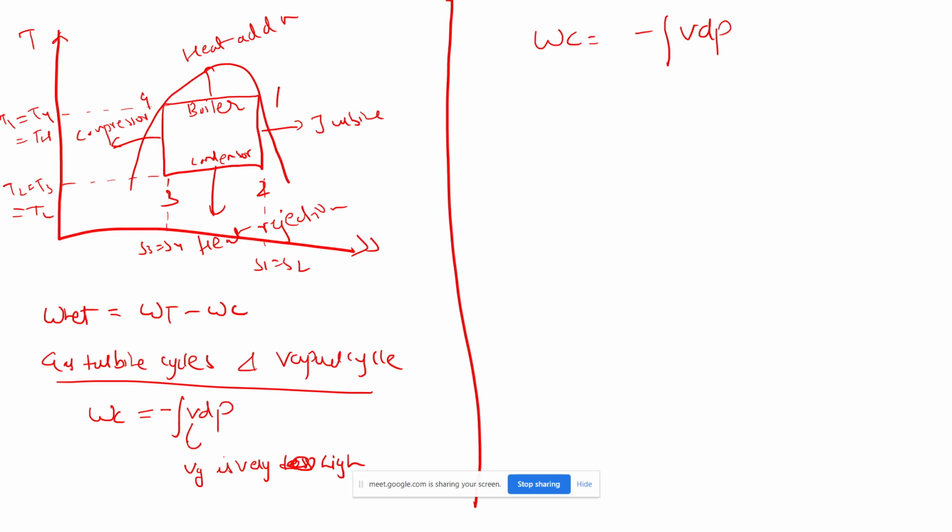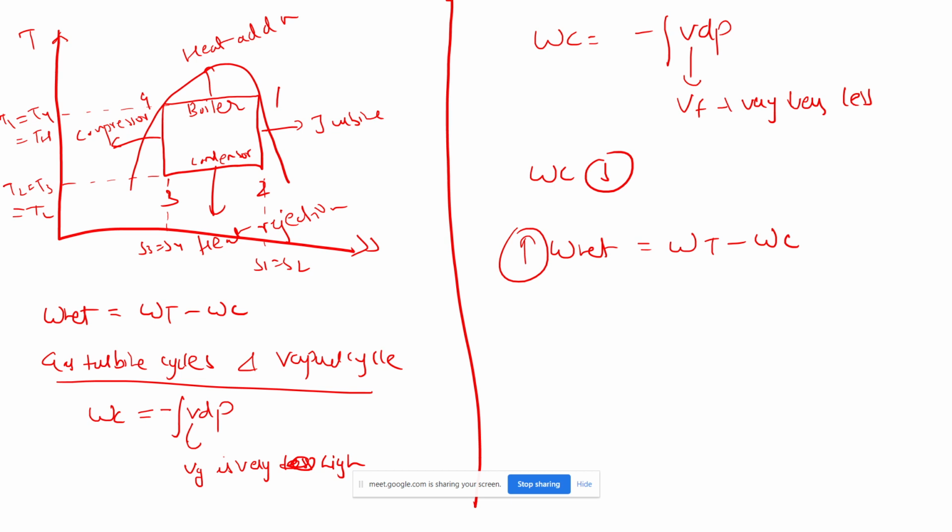But in case of vapor, integration V dP, because on the compressor side we are dealing with the liquid form, it will represent Vf. So it is very less. Therefore, the compressor work will decrease in case of the vapor cycle. Therefore, the net work of the vapor cycle will increase. Why will it increase? Because the compressor work decreases in case of the steam cycle.